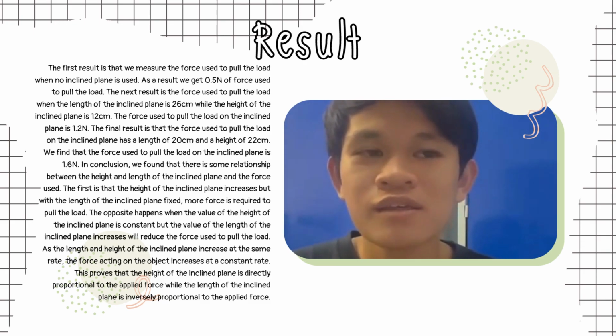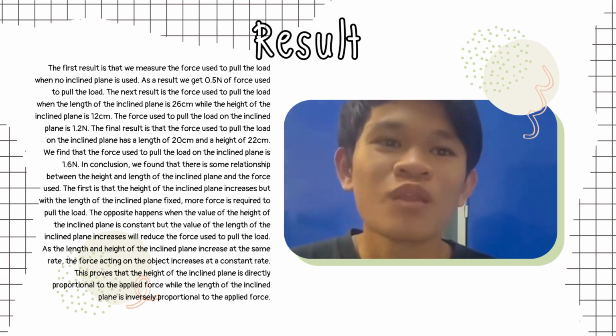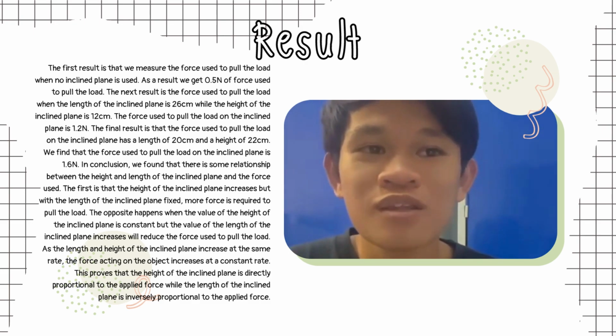The next result is the force used to pull the load when the length of the inclined plane is 26 cm while the height of the inclined plane is 12 cm. The force used to pull the load on the inclined plane is 1.2 Newton. The final result is the force used to pull the load on the inclined plane with a length of 20 cm and a height of 22 cm. We find that the force used is 1.6 Newton.